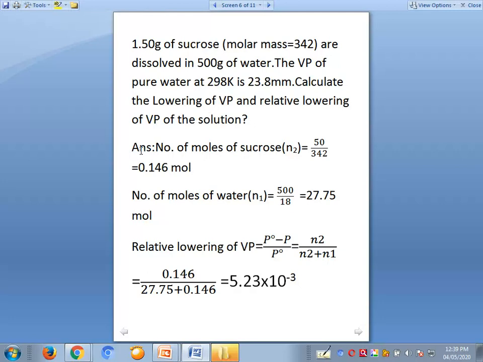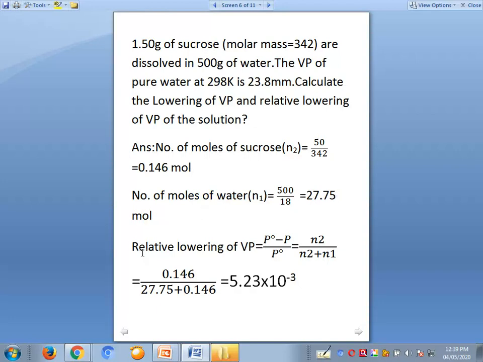To calculate that, first you should know the number of moles of sucrose as well as the number of moles of water. I think in previous problems I have solved this equation. Number of moles is equal to given mass of solute divided by molecular mass. So given mass of sucrose is 50 gram, molecular mass of sucrose is 342 they have given. When I simplify, this will be equal to 0.146 mole. Similarly, number of moles of water, that is N1, given mass is 500 gram, molecular mass of water is 18. When I simplify, I'll get 27.75 moles.